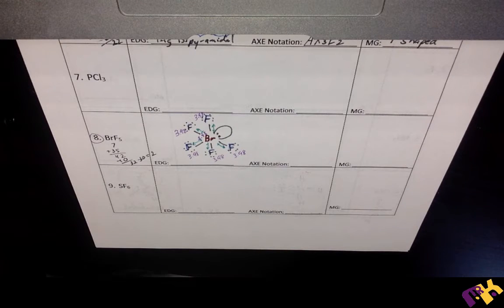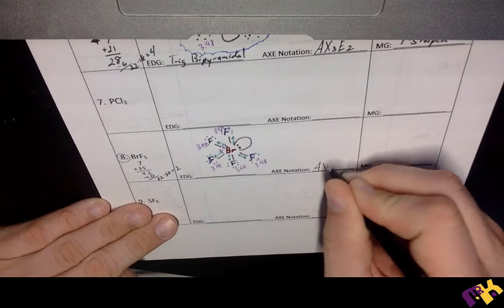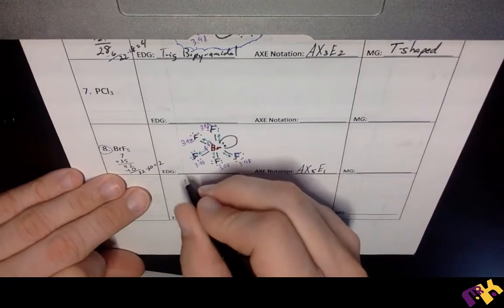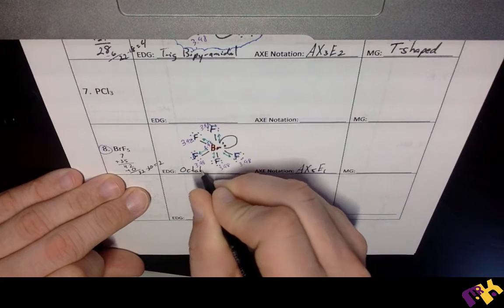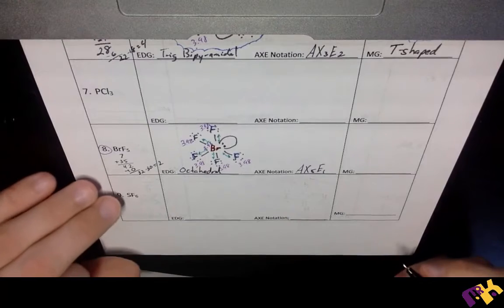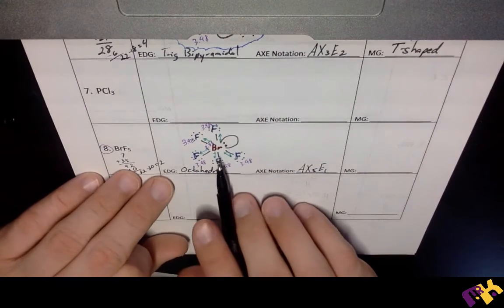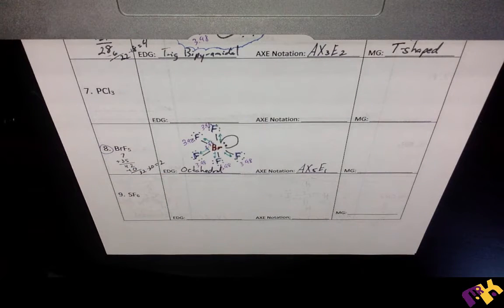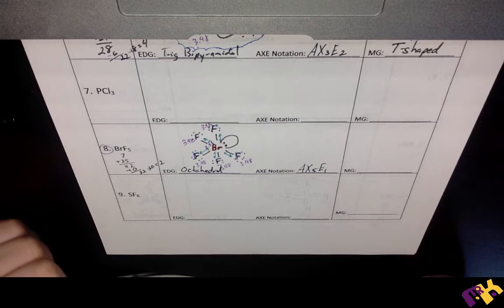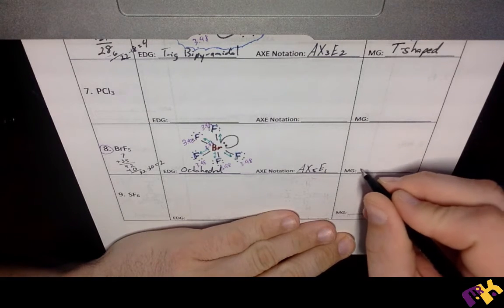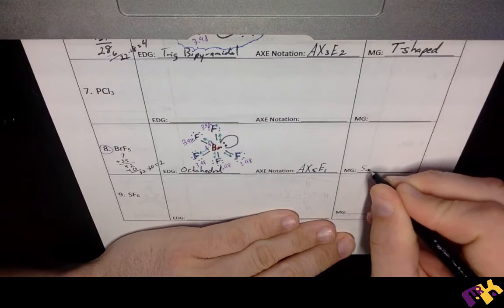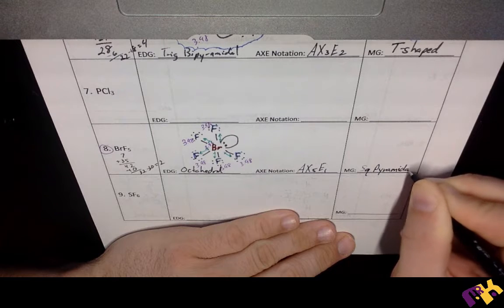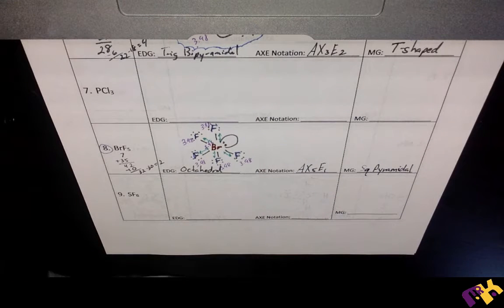The geometry. This is going to be an AX5E1. That's a 6-domain molecule, which means this guy is overall octahedral. And in a 6-domain molecule, the lone pairs are actually placed on the north or south pole of the molecule. So this one will actually be, for its molecular geometry, a square pyramidal, or square pyramid, either way is fine.